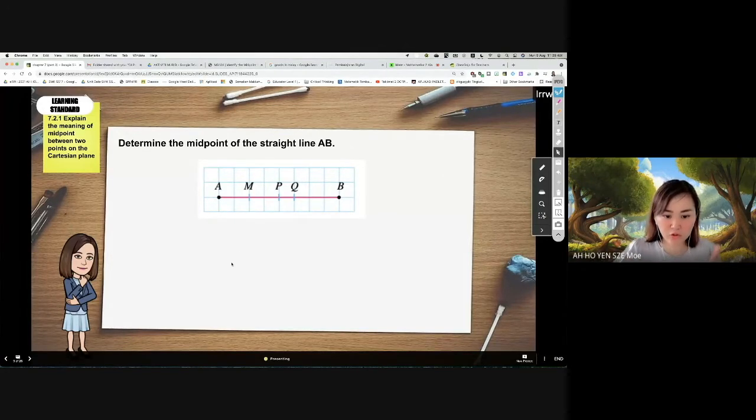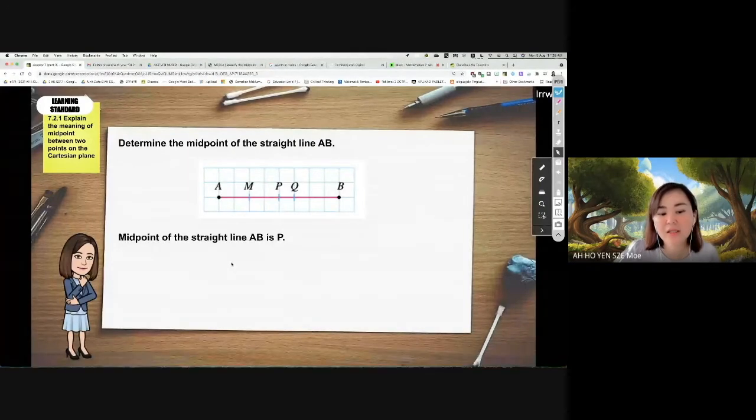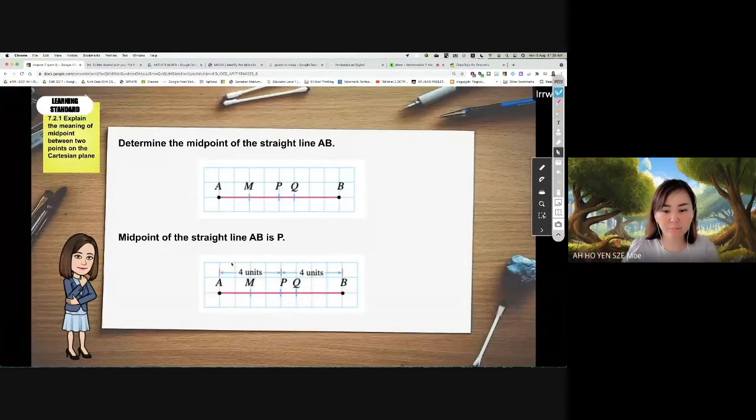Okay, so good. Well done to everybody. So the midpoint of the straight line AB is P. So 4 units, 4, 4. So the middle one is P.